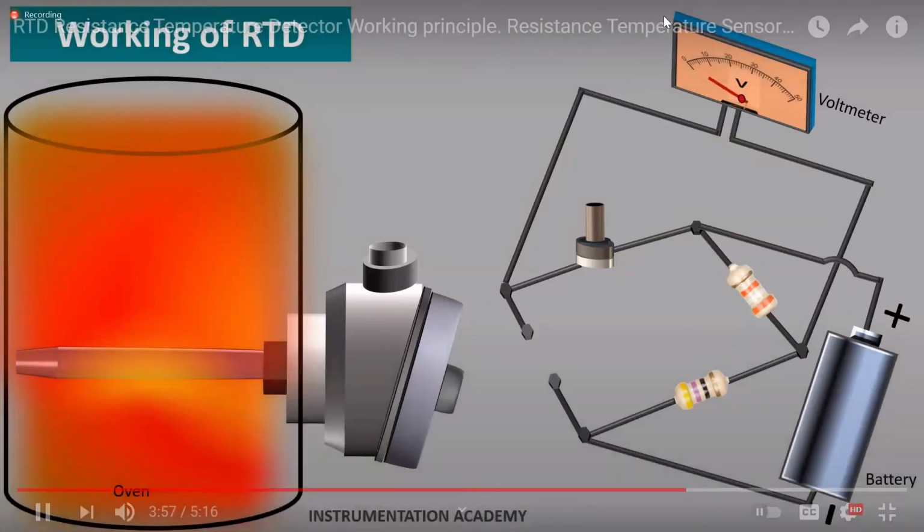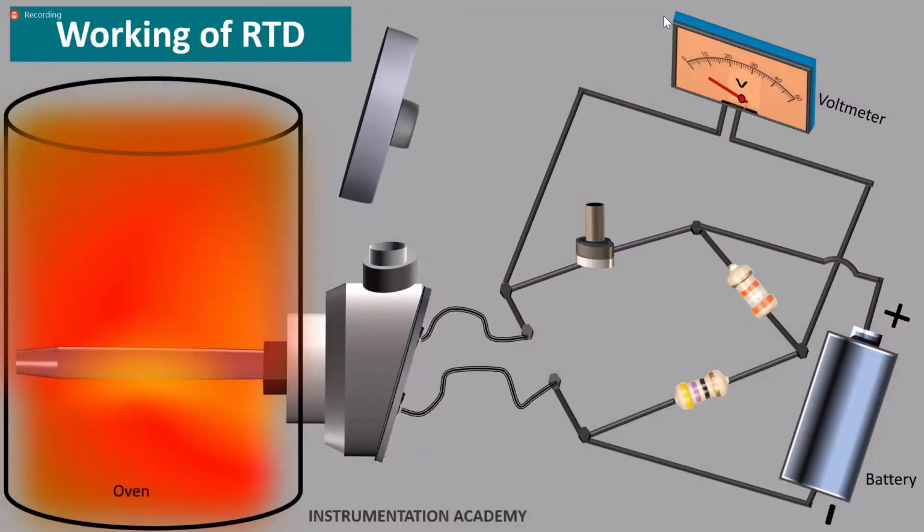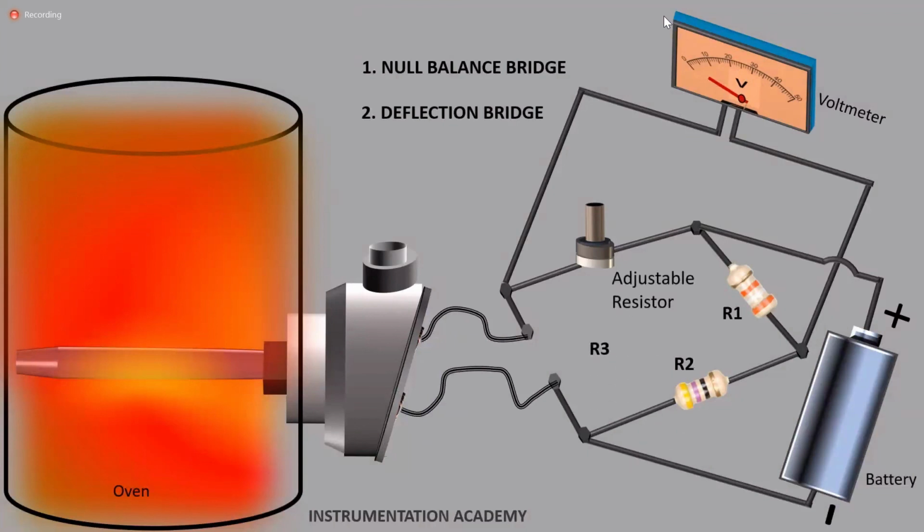These Wheatstone bridge circuits are built into the transmitter, PLC, DCS or PID controller. RTD may be located hundreds of feet away from the bridge circuit. Two types of Wheatstone bridge circuit configurations are mainly used. One is the null balanced bridge and the other is the deflection bridge. In the null balanced bridge, the resistors R1 and R2 are known and R3 is an adjustable resistor. The resistor R3 is initially adjusted in order to obtain 0 volt in the voltmeter. In this condition, the bridge is said to be null balanced. This would be the zero or set point on the RTD temperature output.